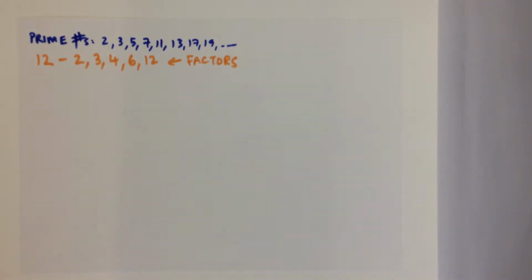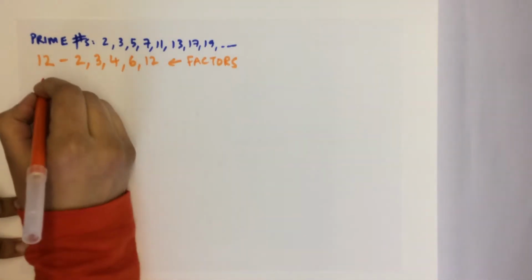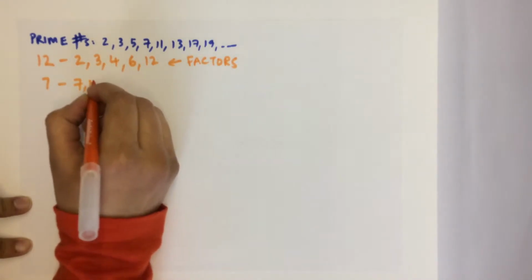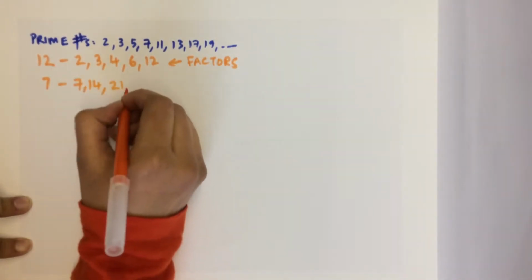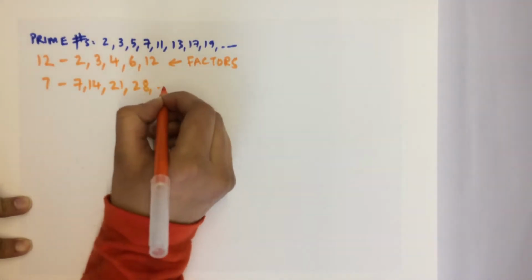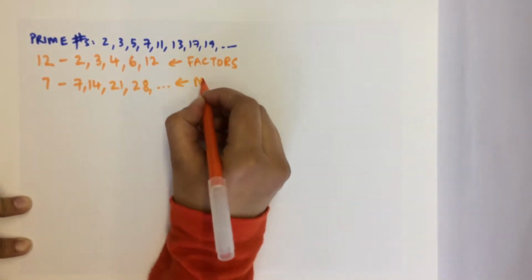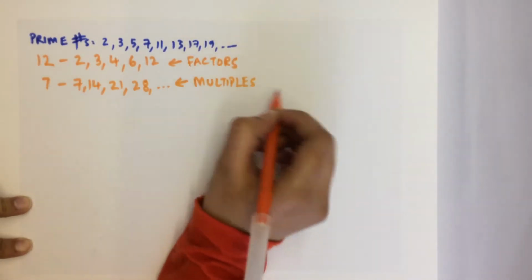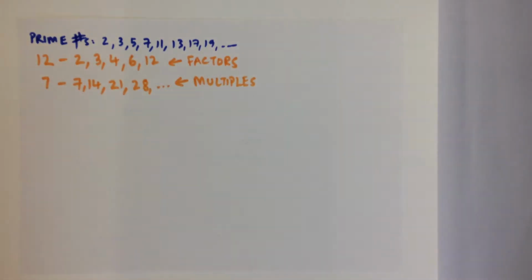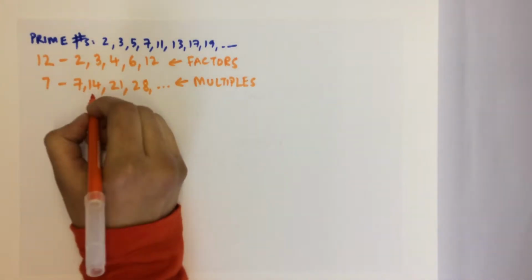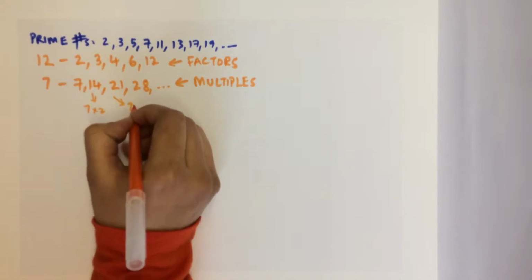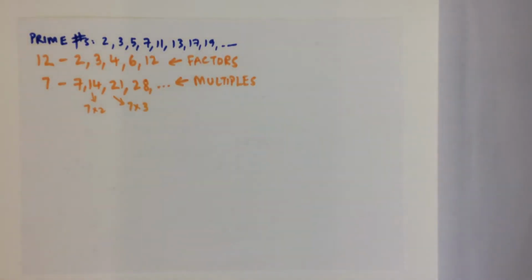On the other hand, multiples. 7 1 times is 7, 7 2 times is 14, 7 3 times is 21, 7 4 times is 28, so on and so forth. They are multiples. Multiple refers to a quantity that contains another quantity an exact number of times. For example, this 14 contains 7 exactly 2 times. This 21 contains 7 exactly 3 times, so on and so forth.